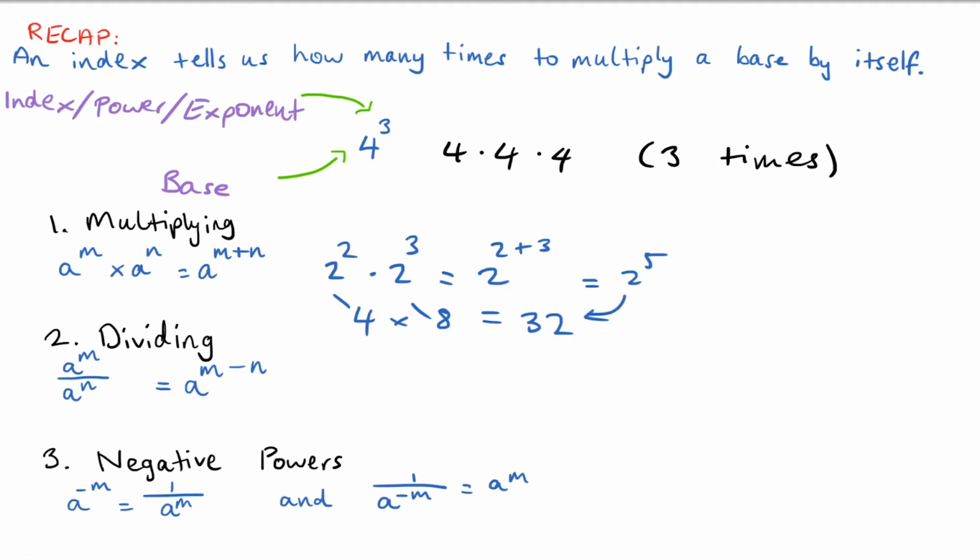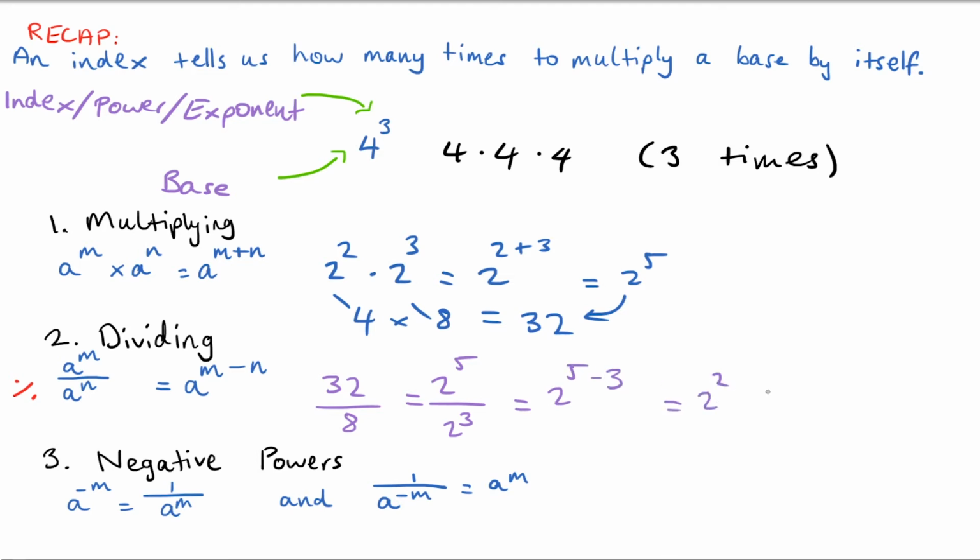We have a very similar law, which is that when you divide, you subtract the powers. And I've written a fraction symbol here, but if you have a division sign between the two terms, it works exactly the same way. So if we keep going with this example, 32 divided by 8 is the same thing as 2 to the 5 divided by 2 cubed, which is 2 to the 5 minus 3, or 2 squared, which is of course 4. So you can see that the index laws do in fact hold up.